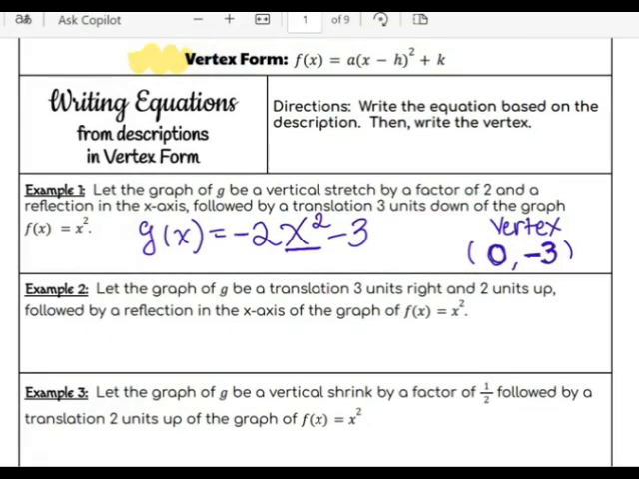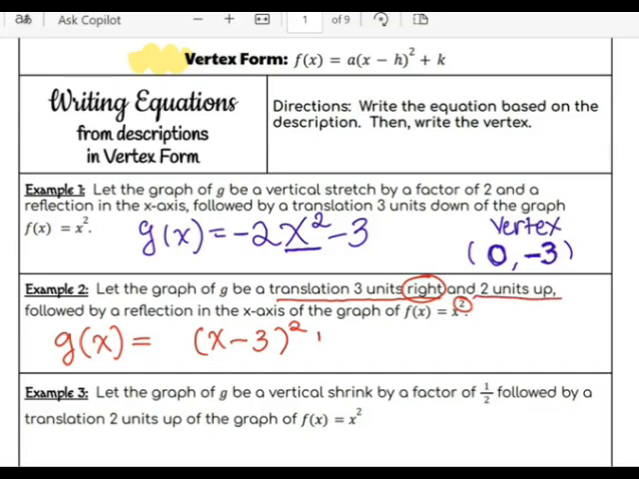Example 2. Let the graph of g, so again, I'm going to name this g of x, be a translation 3 units right. So that's going to have the parentheses. Remember, it's opposite world inside of the parentheses, so right is actually minus 3. It's a quadratic, so I got to get that squared in there. And then it says, and 2 units up. That's my k value, so I went up 2.